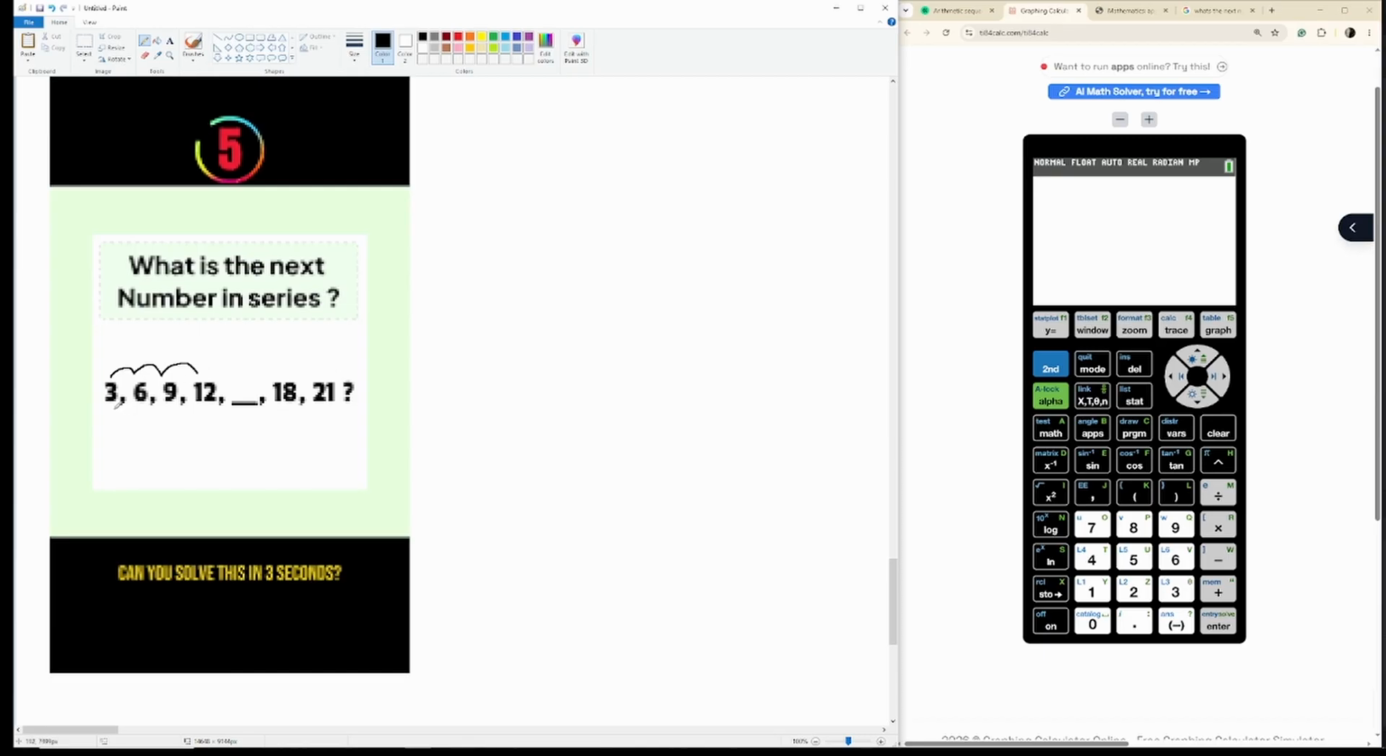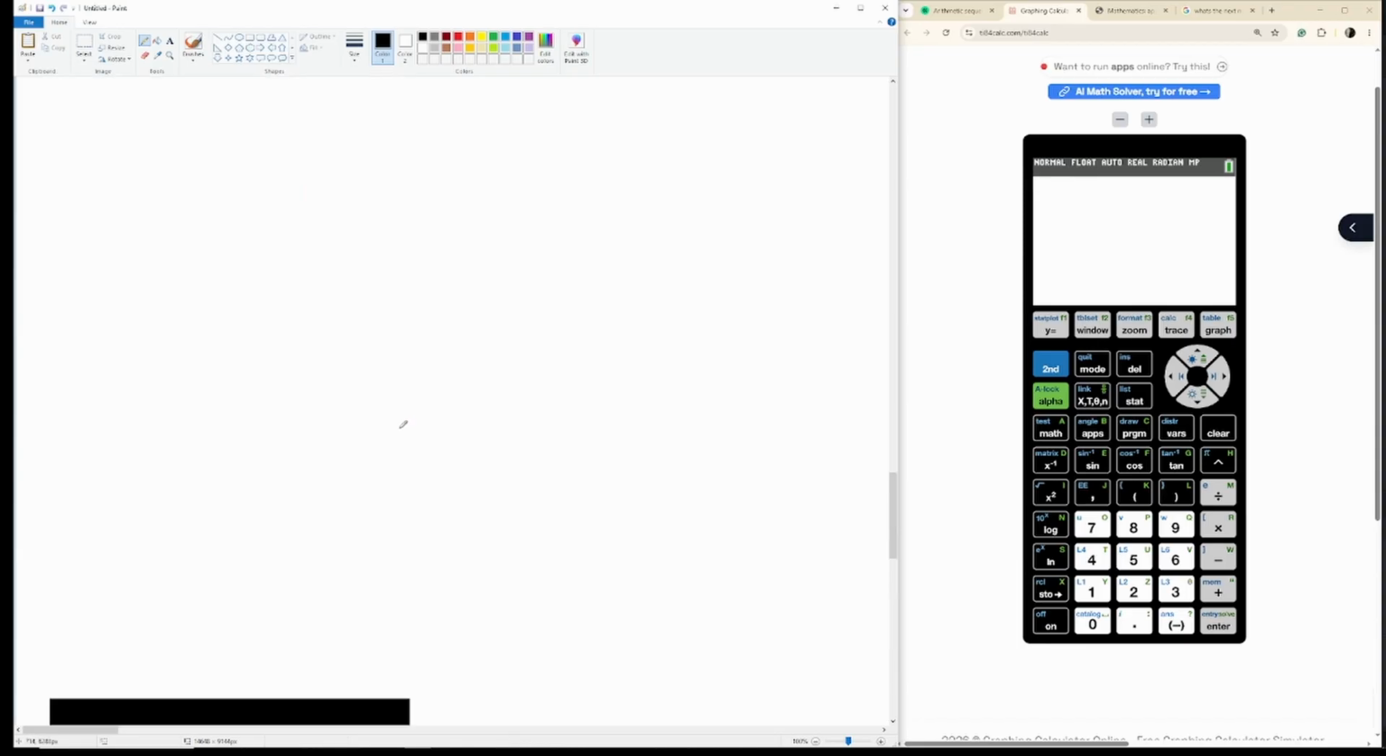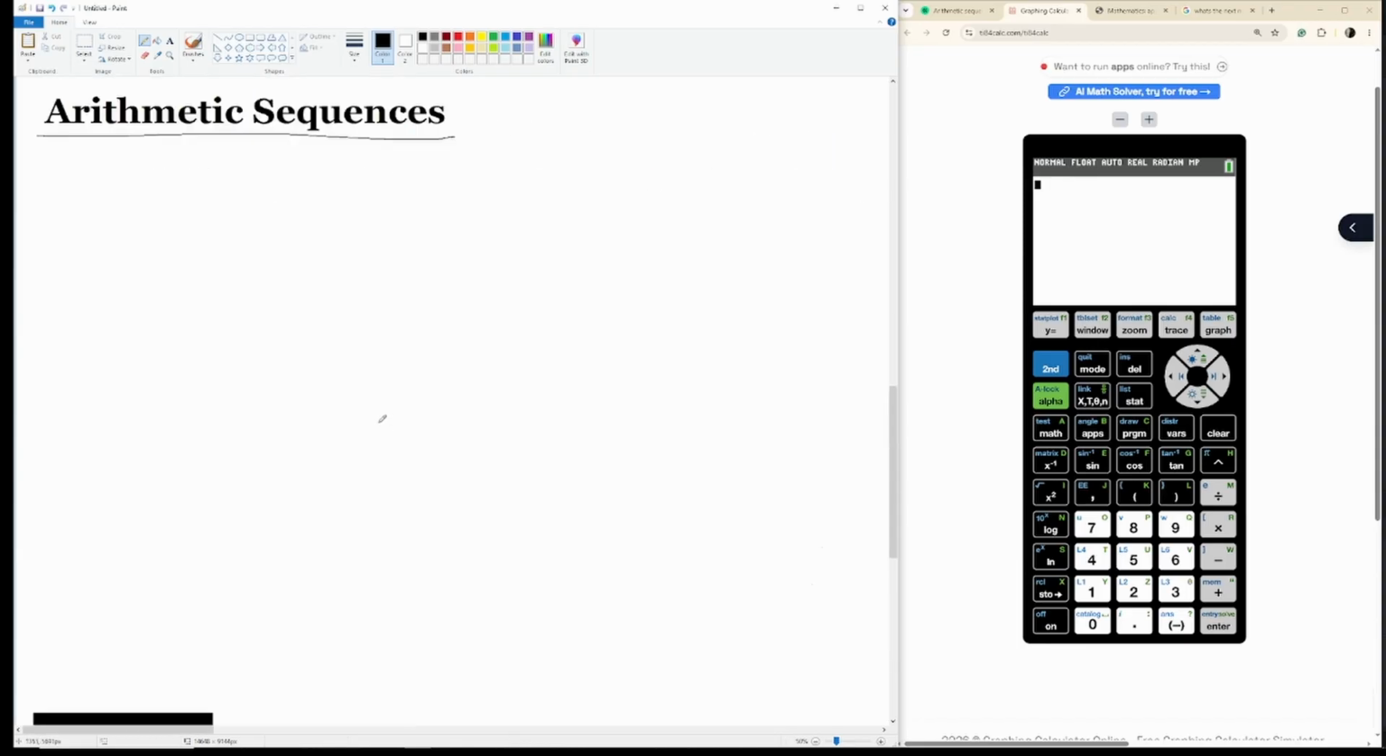So I think you have figured out how to do it, and you really have understood that it jumps by 3 each time. And you understand that here goes 15, because 15 plus 3 is 18, and plus 3 is 21. That's exactly what an arithmetic sequence is.